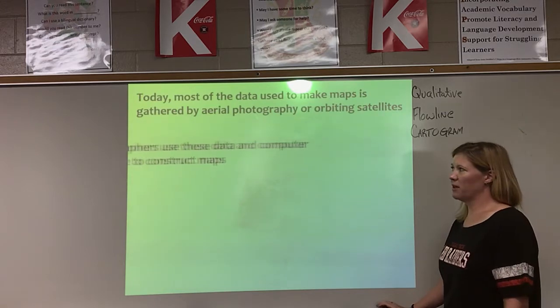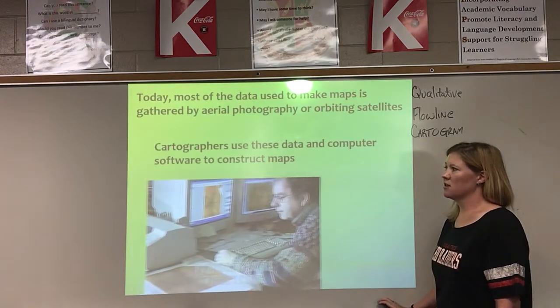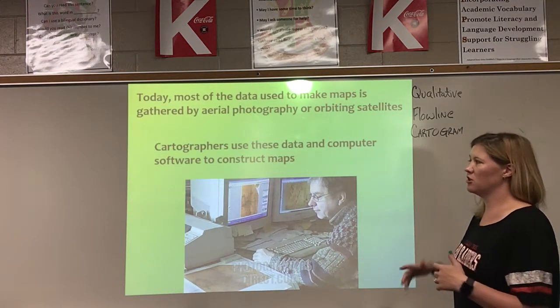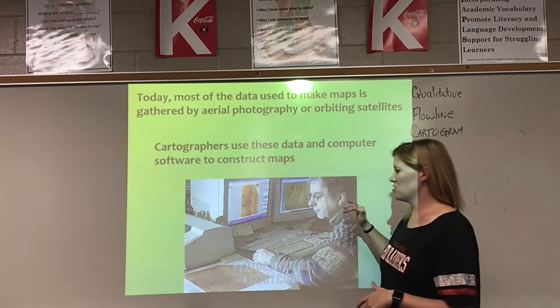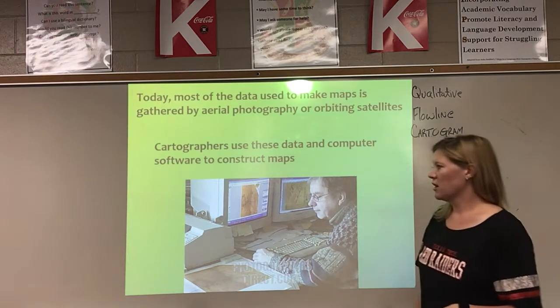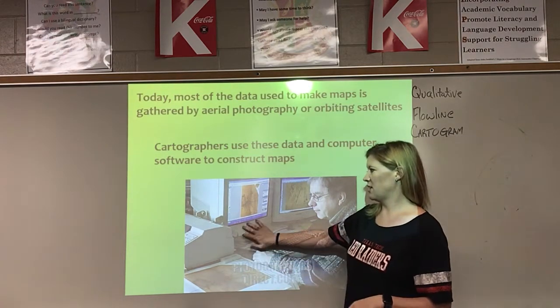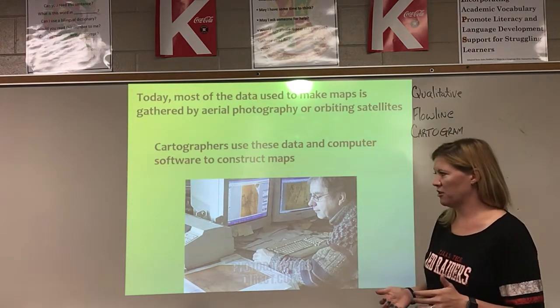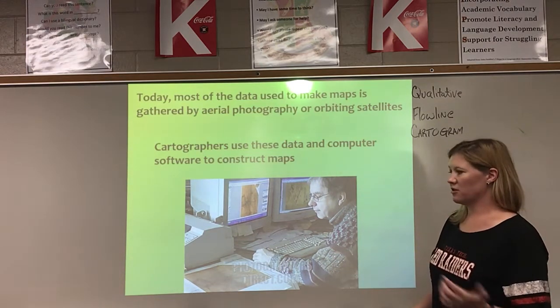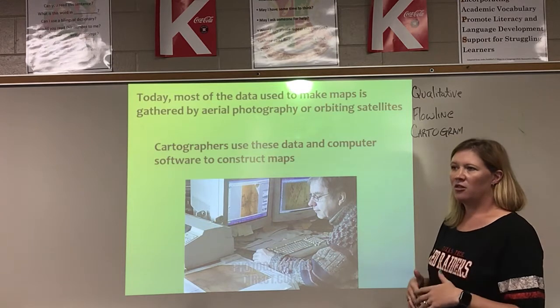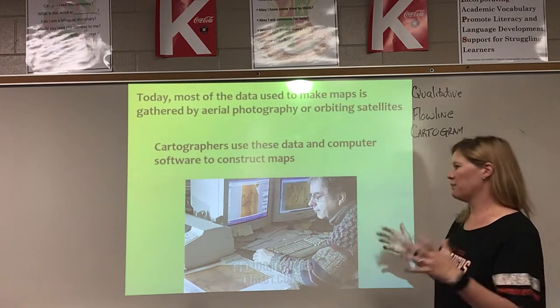So today when you're making maps, people are going to use all sorts of things. They're going to use pictures, aerial photography, satellite images. And then this super dude in his awesome sweater is going to sit in front of his 1985 computer and he's going to come up with a map. So that's obviously a really old picture, but whatever. But that's how maps are made. They're going to use all sorts of information. The US is remapped constantly.